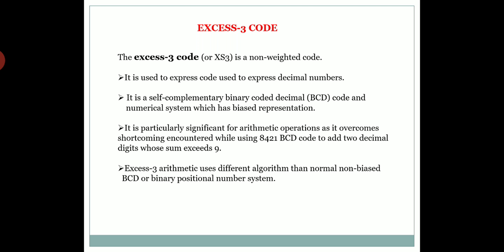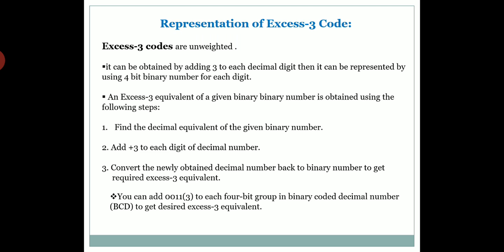This is referred to as BCD code addition. XS3 arithmetic uses a different algorithm than normal non-biased BCD or binary positional number sum. The XS3 addition is different from the normal binary addition. You can observe how to represent the XS3 code. It can be obtained by adding 3, that means decimal value 3, to each decimal digit. Then it can be represented by using a 4-bit binary number for each digit.